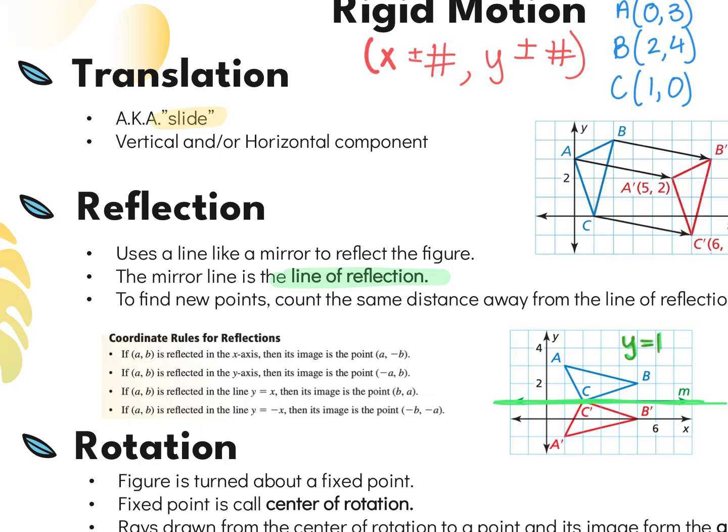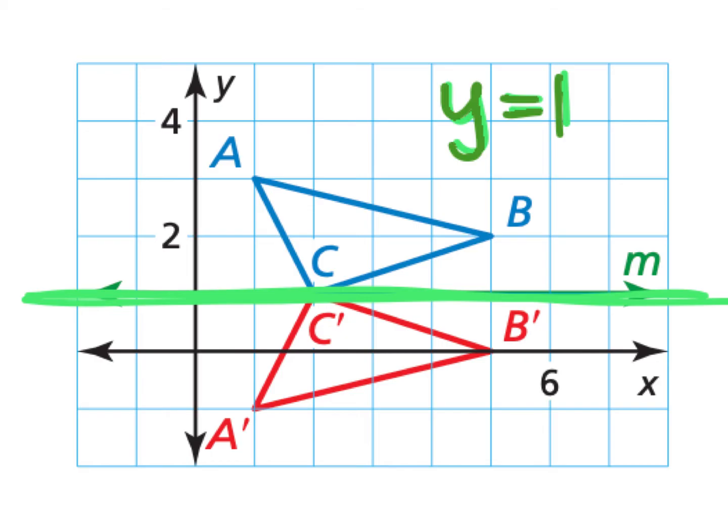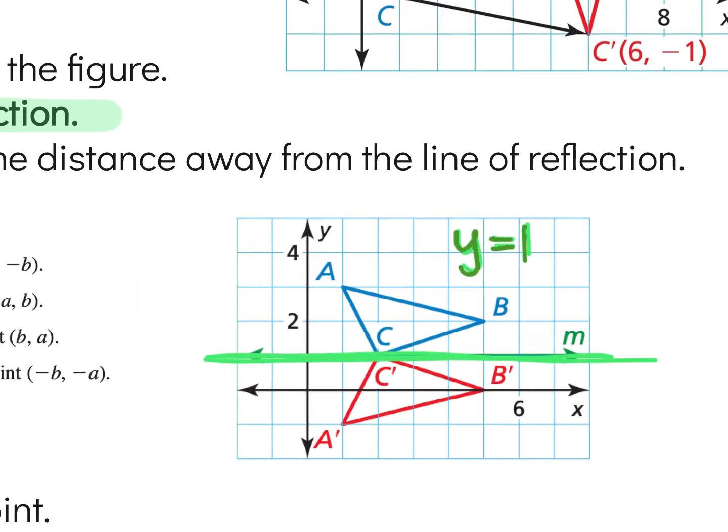Okay, to find new points, count the same distance away from the line of reflection. So looking at this diagram, if they gave me my image, which was up here, and they say make a reflection, my reflection is where y is 1. If I were to count 1, 2, it's 2 points away right here. This should also be 2 points away. My C is right here, and my B should be 1 point, same as the other. So you're kind of meeting at that line of reflection. You're reflecting it from where it is. So this one's pretty easy. You could really just count for these.